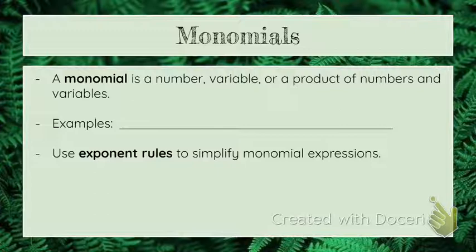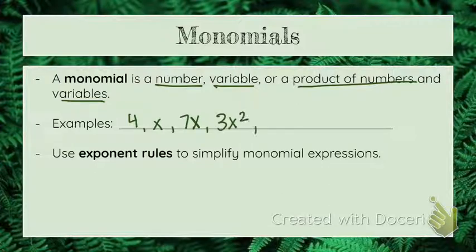A monomial is a number, a variable, or a product of numbers and variables. So the key is there is no addition and subtraction in a monomial. So some examples of monomials: it can be a number, so it could just be 4. It can be a variable, so it could just be x. Or it could be a product of numbers and variables. So it could be 7x, it could be 3x squared, or it can be 73x squared y cubed, because that's still just a product of numbers and variables.